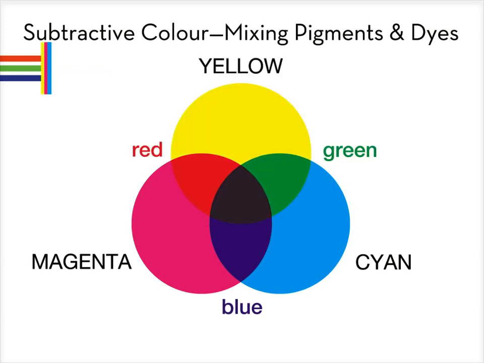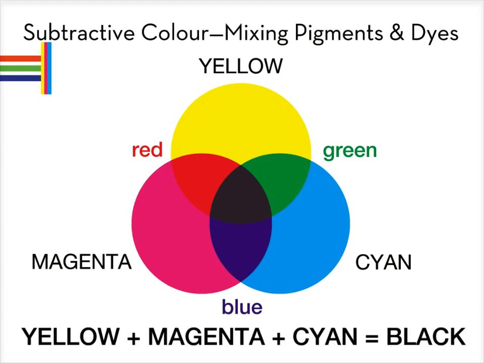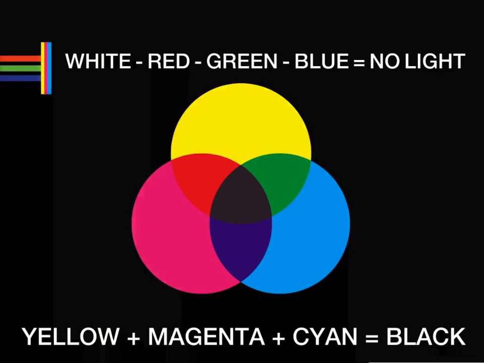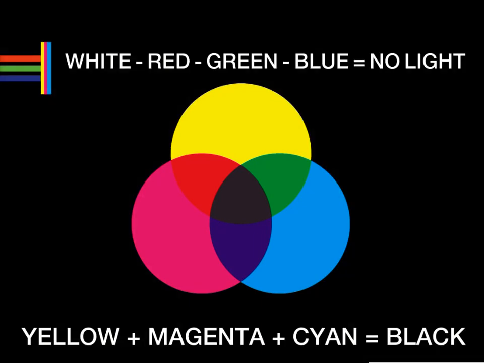When all 3 of the primary subtractive colors are in the mix, primary yellow absorbs, i.e. subtracts the blue light, primary magenta subtracts the green light, and primary cyan subtracts the red light. With all the light absorbed, we see black. White light minus red light minus green light minus blue light is no light.